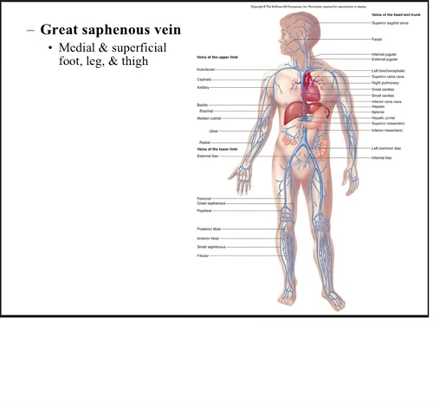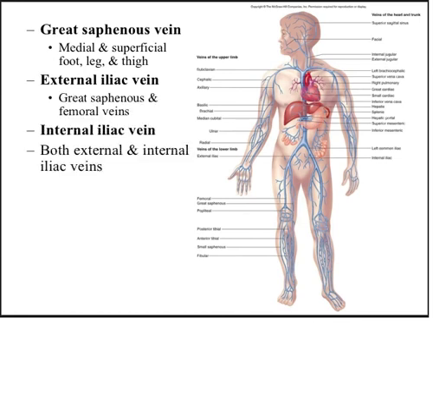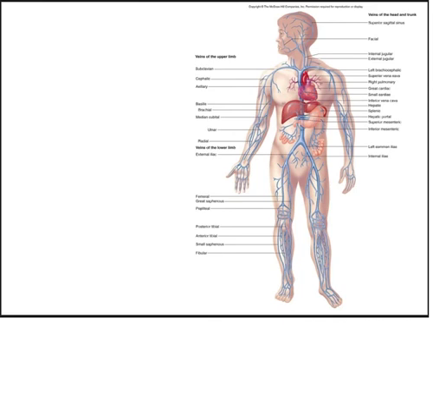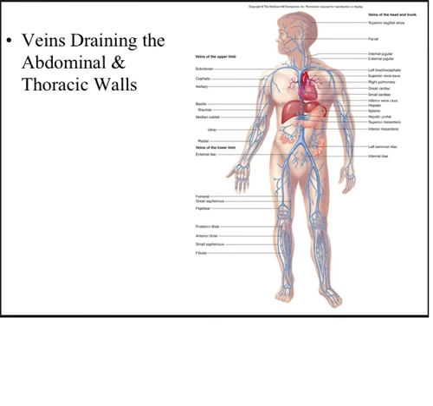The great saphenous drains the medial and superficial foot, leg, and thigh. The external iliac drains the great saphenous and femoral. The internal iliac drains the upper thigh and pelvic area, while the common iliac drains the external and internal iliacs. And then finally, the inferior vena cava, draining both common iliacs, brings the blood back up to the heart.